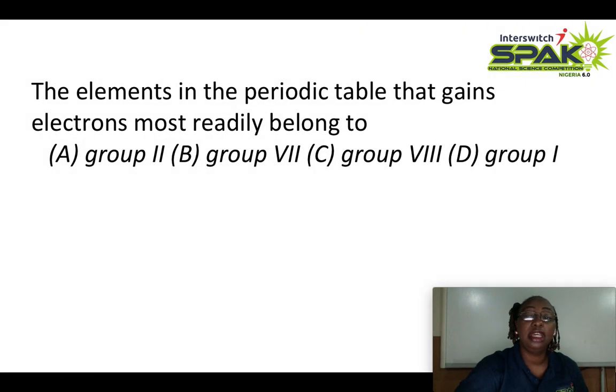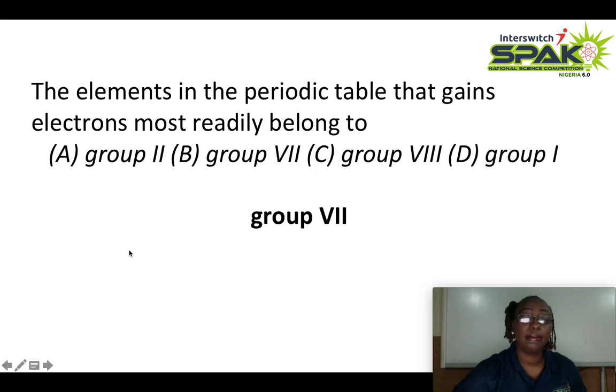The element in the periodic table that gains electrons most readily belongs to which group? What element in the periodic table gains electrons most readily? If you agree with me, you realize that non-metals are the ones that gain electrons, while metals lose electrons. So what do you think the answer is? Our answer is group 7. Group 7 elements are the ones that most readily gain electrons. Like I said, metals lose electrons, while non-metals gain electrons.